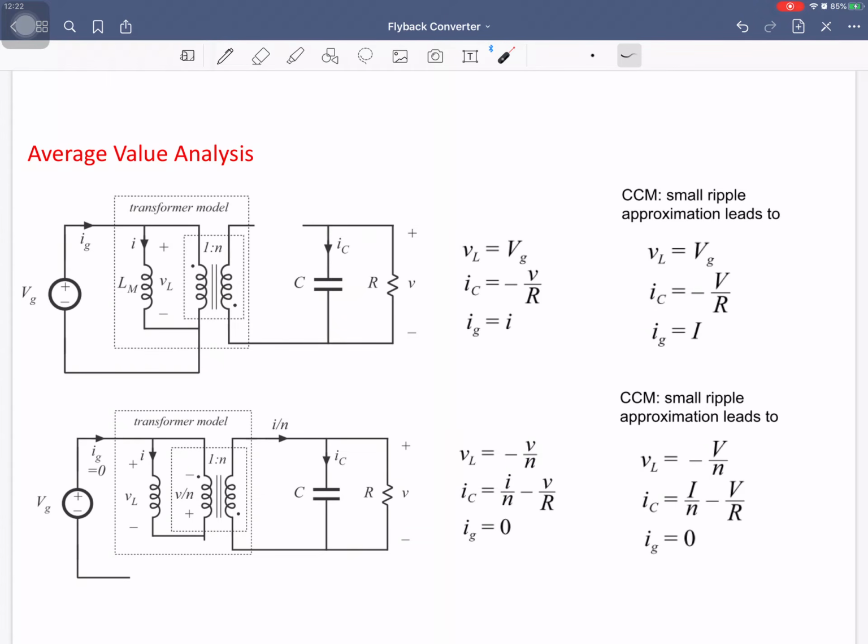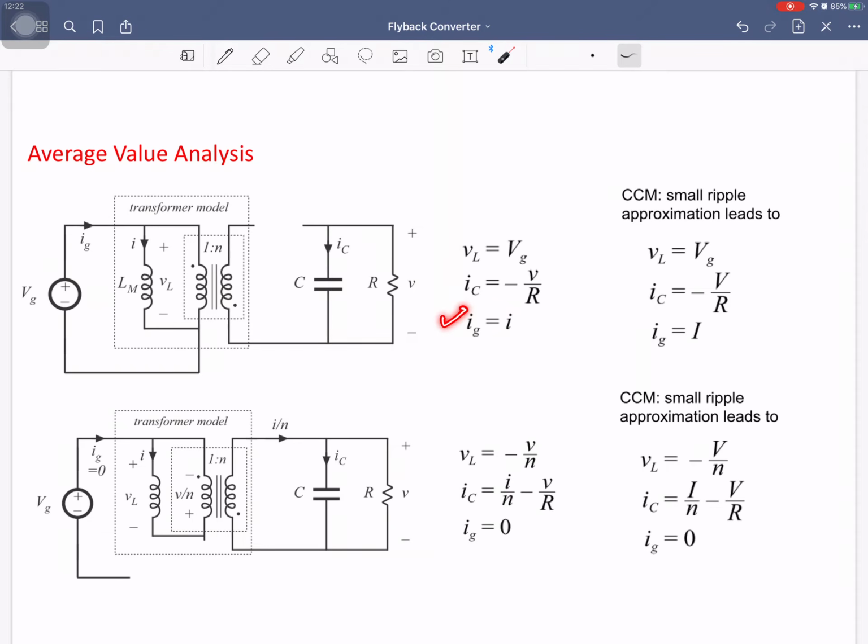Your voltage across your primary winding is, let's suppose, VL, and that is equal to VG when your switch is in the on state. So your primary voltage is equal to VG, and at that time, if this is the reference direction of the current, your capacitor will be providing power to the load. If this point is positive, the current must enter from here. So the capacitor current is minus V by R, and at that instant of time, the whole current Ig is passing through this magnetization branch. Ig is equal to I.